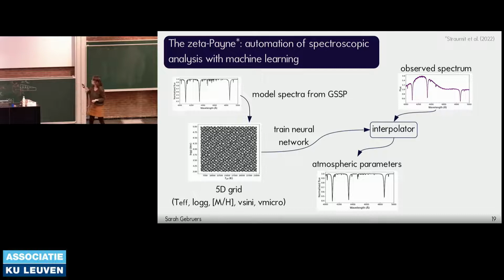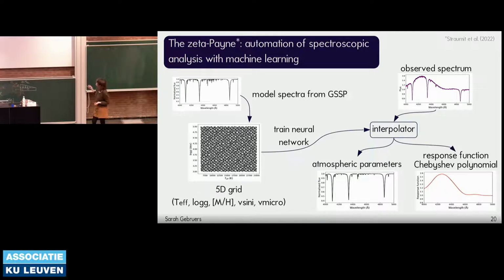And then you can just predict synthetic spectra with this interpolator, compare them to the observed spectrum, and you get your atmospheric parameters out. But as I said, you still have this shape in the spectrum. So what we do as well is we include fitting for the response function. We assume that it can be represented by a Chebyshev polynomial with a certain amount of coefficients. And we add these coefficients as fitting parameters, and we fit them simultaneously with the atmospheric parameters in order to have the best normalization of the spectrum and the best atmospheric parameters at the same time.